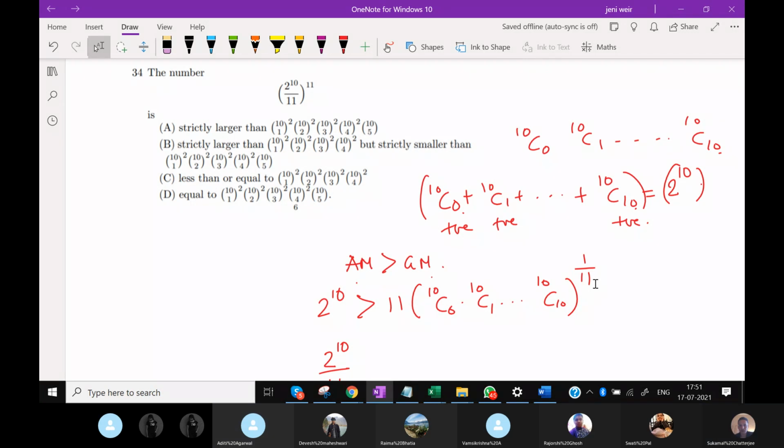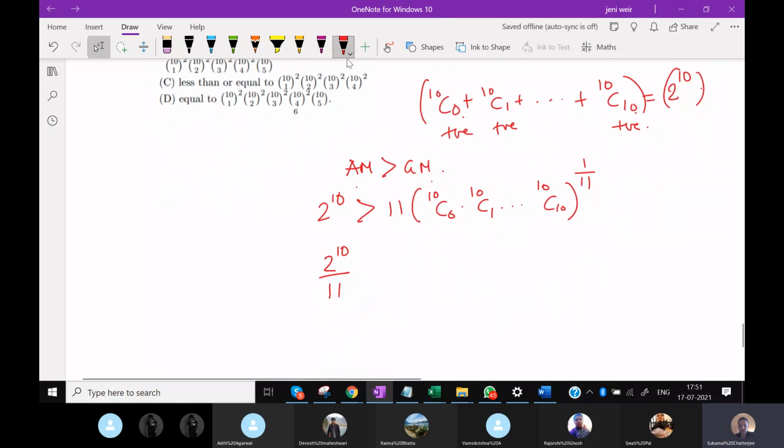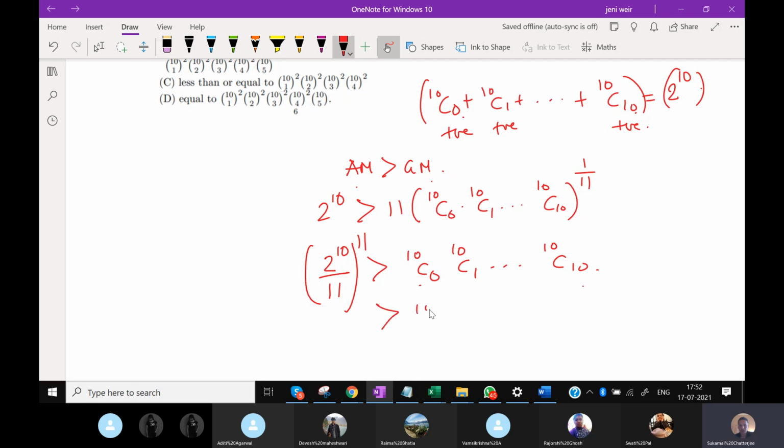Clear? That's the paradigm. That's the condition, right? So here, this number has to be greater than this right hand side. So that means this to the power 11 has to be greater than 10C0, 10C1 into all of this, 10C10. Now here I'm given squares. Now I know 10C0 and 10C10 are equal to 1, so I can leave them out. So that means this is greater than 10C1, 10C2 up to 10C9.